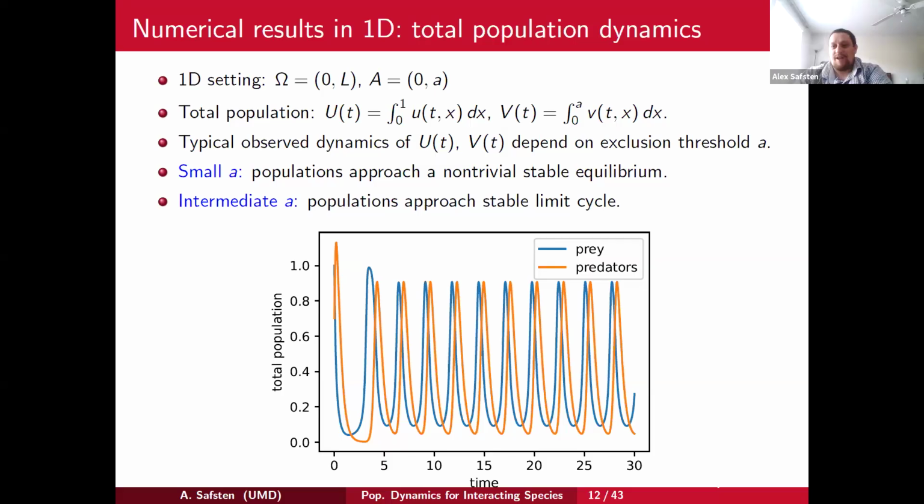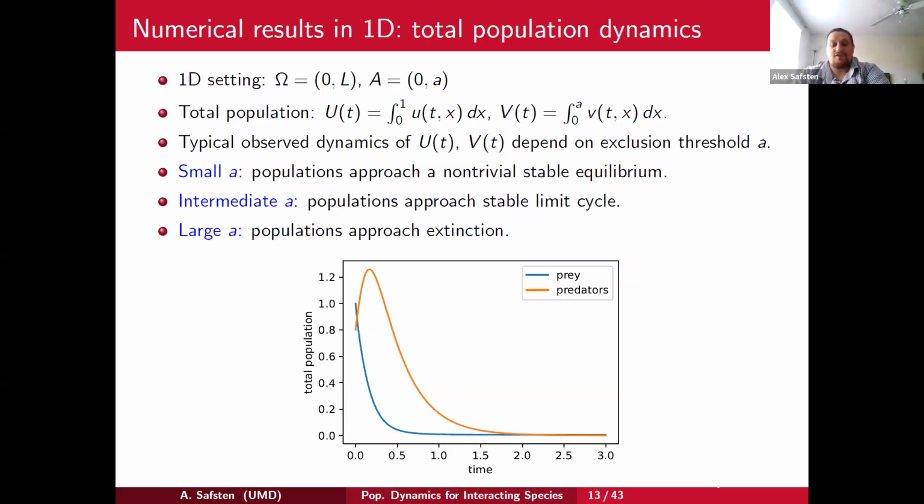If we increase A a little bit more to large A, the populations both approach extinction. So the predators' population immediately grows, but they drive the prey beneath the Allee threshold. The prey go extinct and the predators go extinct too.